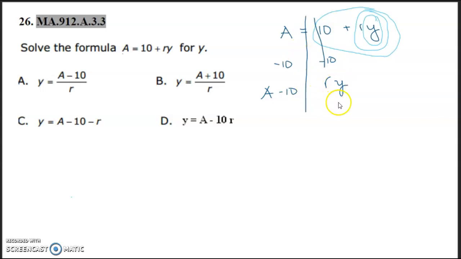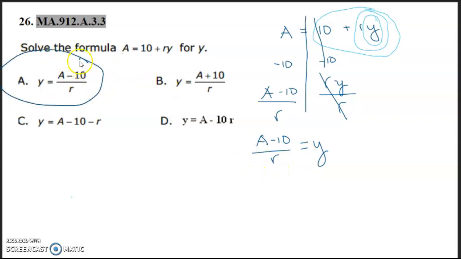Now, it still wants y by itself, so you have to figure out what's currently happening in order to do the inverse. What is currently happening is r times y, so we need to divide both sides by r. Those cancel, and we have y equals. Over here, we have a minus 10 over r. None of these are like terms or anything like that. This is as simple as it's going to get. So your answer should be A.